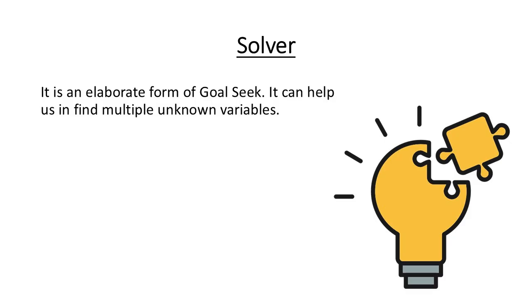The last topic of this unit is solver. Now solver is somewhat similar to goal seek, or you can say it is an elaborated form of goal seek. An MCQ can come here, that dash is the elaborate form of goal seek. So the answer to this question will be solver. Now, the disadvantage of goal seek is that it only works with single variables. If suppose two missing values are there, or three missing values are there, then goal seek will not help. Then solver comes in to help.